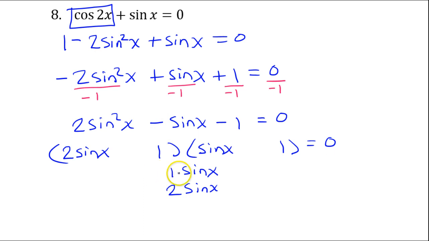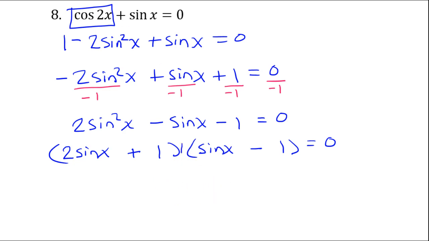So I can get a -1 out of this if I have a positive 1 and a -2. So that means this would be positive and this will be negative. Will that give me -1 at the end? Yes, it will. Positive 1 times -1 is -1. So we have indeed factored correctly.